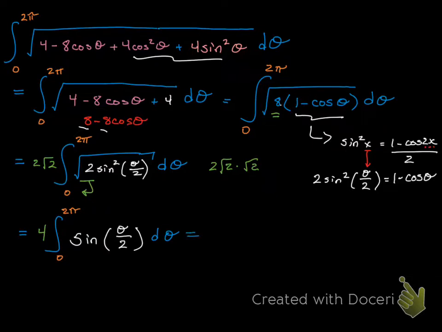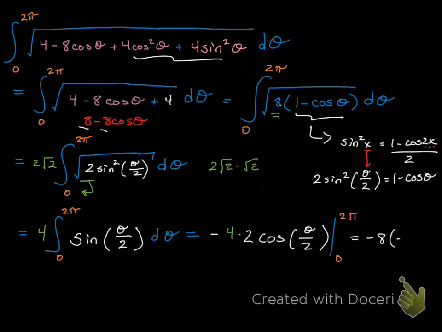I get a 4 negative because the antiderivative of sine is minus cosine. An extra 2 because I'm integrating sine of theta over 2. Okay, we can use u-sub for that if we want. But indeed, to cancel the 1/2 I would get from the derivative of the inside of my function here, I need to cancel that with a factor of 2. So I see 2 cosine of theta over 2 evaluated from 0 to 2 pi.